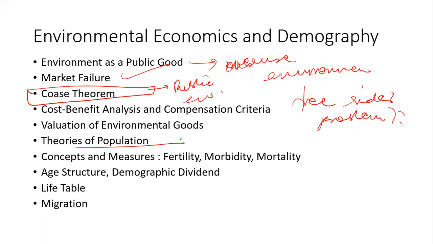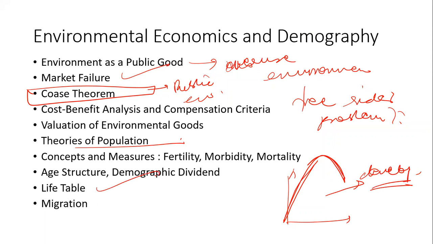What are the theories of population? How do I know that population after increasing might also decrease? Is this related to the rate of development? What is life table? What is age structure? What is demographic dividend? Important. What are the concepts of fertility, morbidity, mortality, migration, etc.?